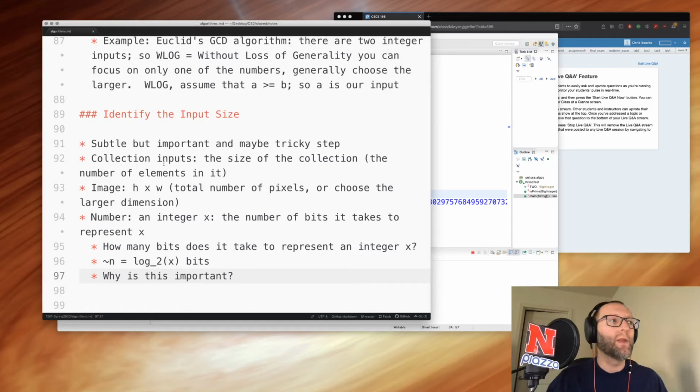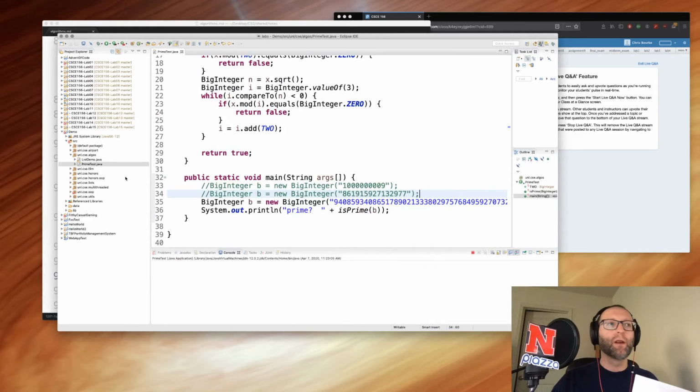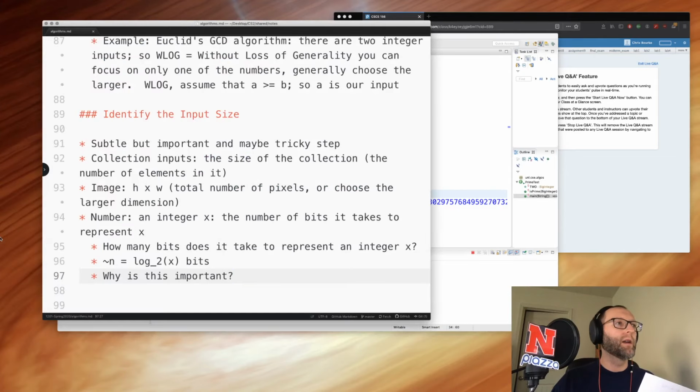So to understand that, I'm going to go back to my sieve of Eratosthenes here. And by the way, let's check in, see if it's running. It's still running. Right? I wonder how long it's going to run. Let's go ahead and go back to the algorithm here.